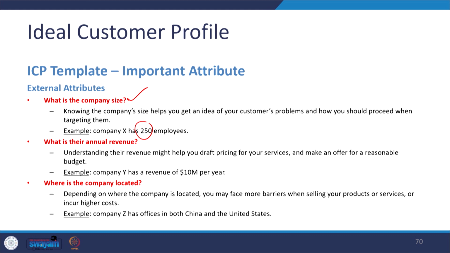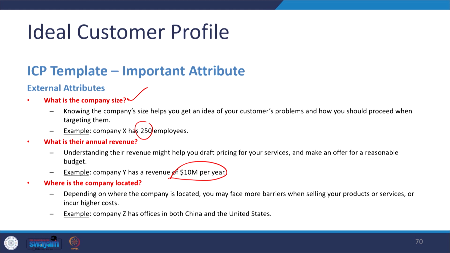Next important attribute is annual revenue. What is their annual revenue? For example, company Y has an annual revenue of $10 million per year. This will help you understand their revenue, and might help you draft pricing for your services. What if their revenue is so low and your products are so pricey? Then there's no point wasting time.